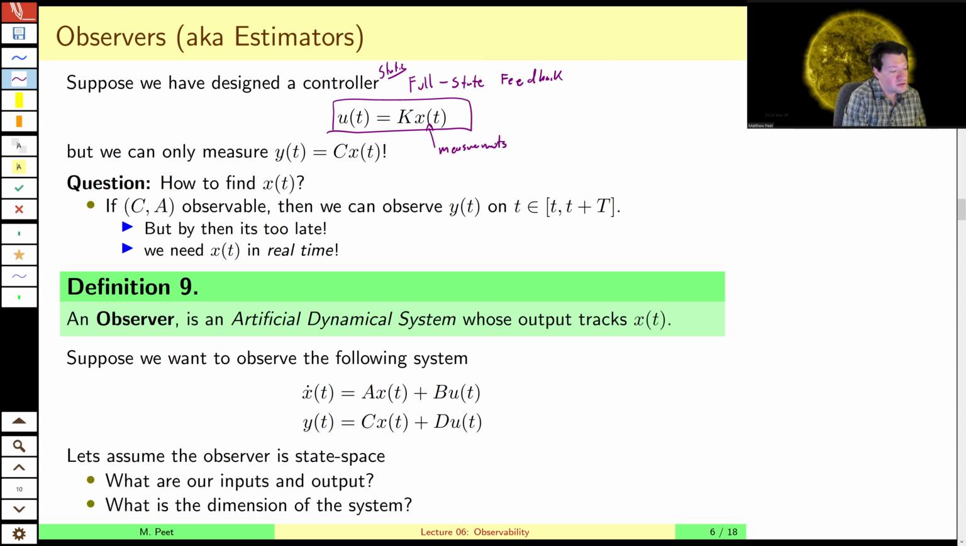But as I argued previously, these states are somewhat artificial, right? They're an artifact of how we represent the dynamical system that we're trying to control. So the things that we really measure are y of t. Those are the measured outputs of the system. We haven't done optimal control, so we don't have regulated outputs. We only have measured outputs at this point.